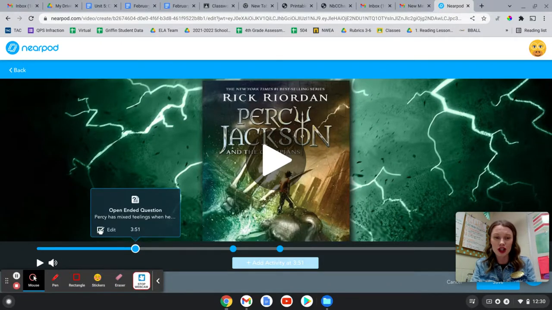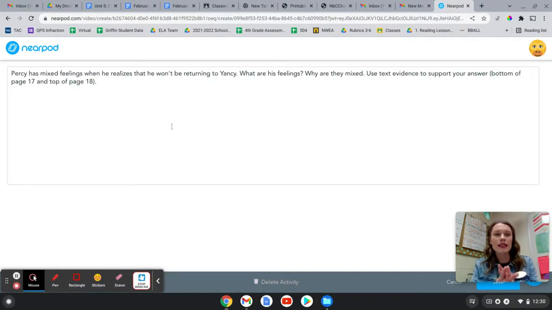So let's look at this first question here. It says, Percy has mixed feelings when he realizes he won't be returning to Yancey. What are his feelings? Why are they mixed? Use text evidence to support your answer. And then I told you where in the book you can find the answers to these questions, page 17 and page 18. So I do expect you to be following along in your novel today while you're listening and then going back and referencing that when you're supporting your answers.